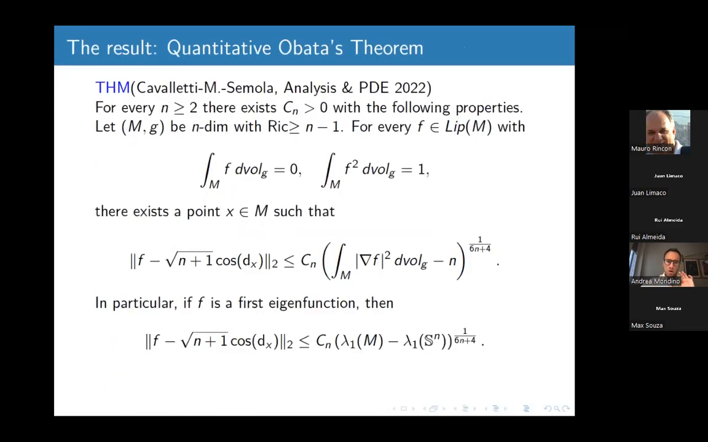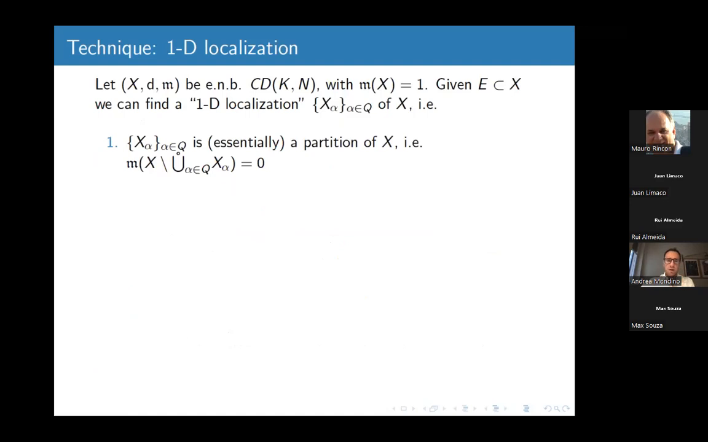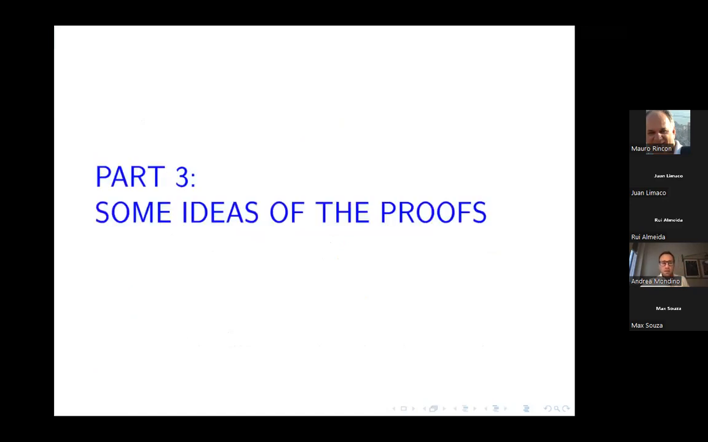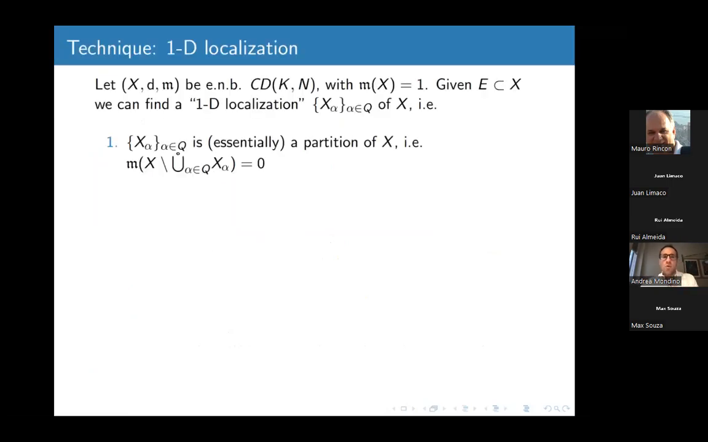Let me just give you one idea before I end. So what is the key idea for these proofs? So what is this one-dimensional localization? This localization means to have a good partition of your space X into one-dimensional pieces. So basically, we have a metric measure space (X, d, m). So it is a metric space with a measure, and a one-dimensional localization is a partition of the space into geodesics, with some special properties.